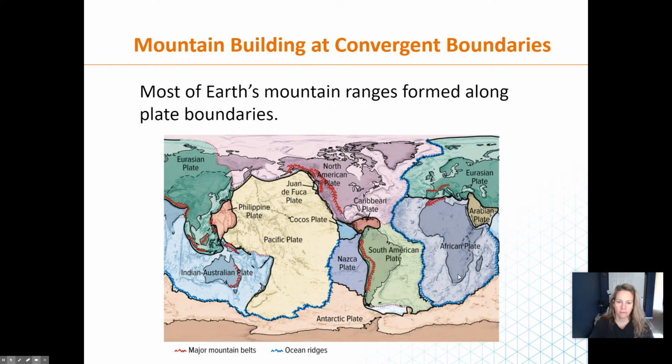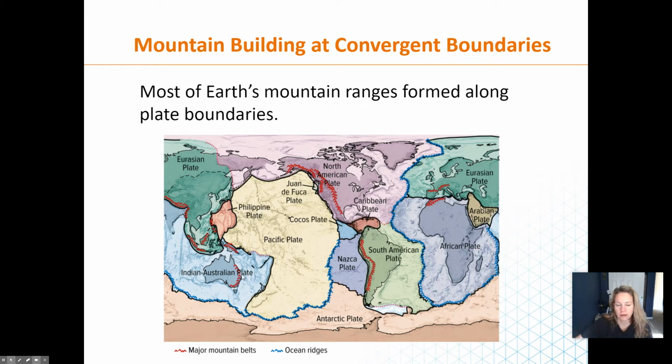So here's where we have most of our mountain belts. So you can see they follow the plate boundaries. So you can see here we've got in North America our Rocky Mountains, our coastal range. We've also got some other smaller ranges like the Sierra Nevadas and things like that. But if we notice, the majority are somewhere near plate boundaries, and sometimes they aren't.